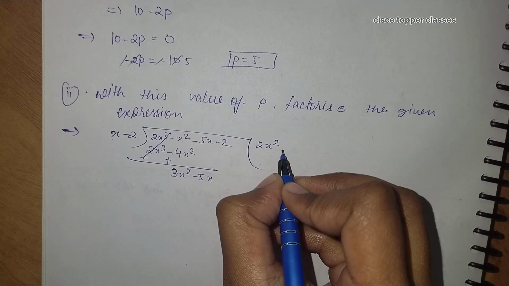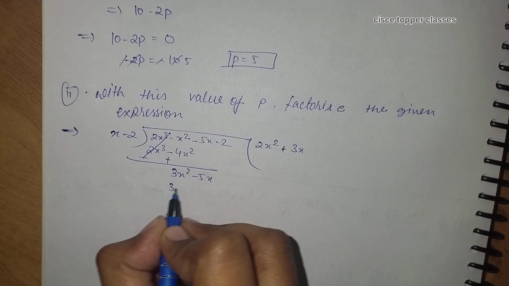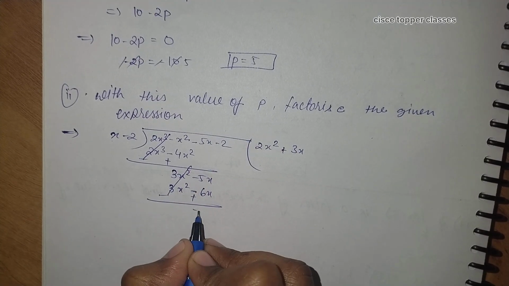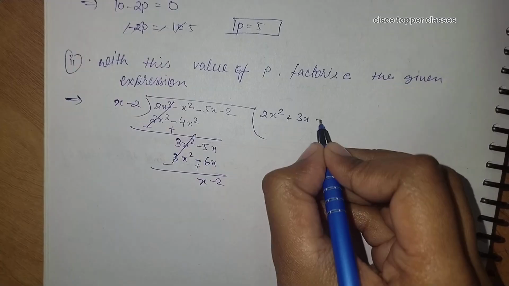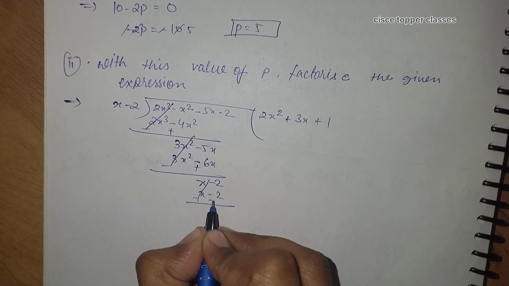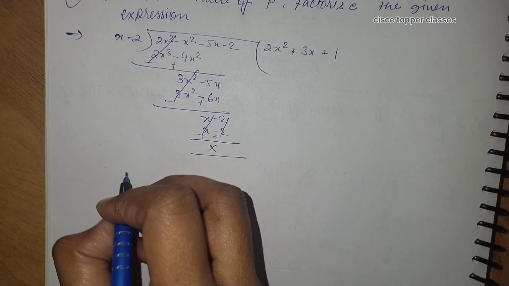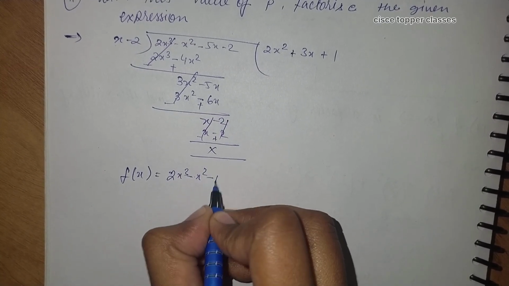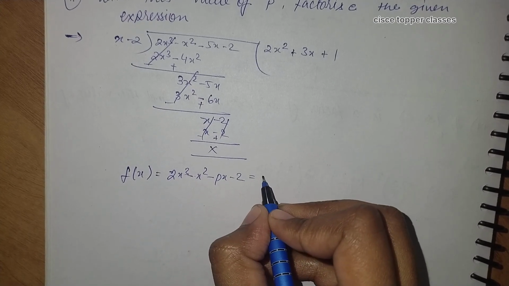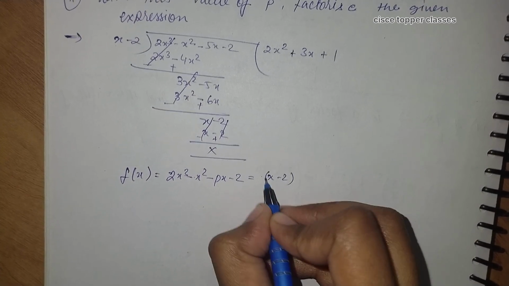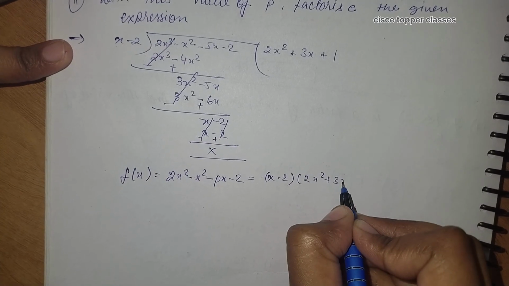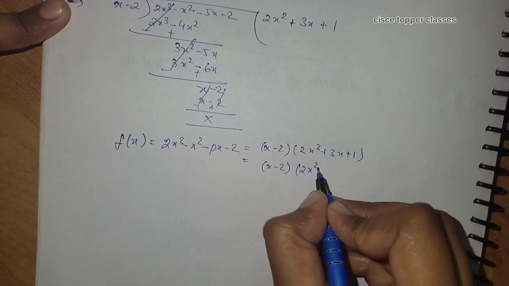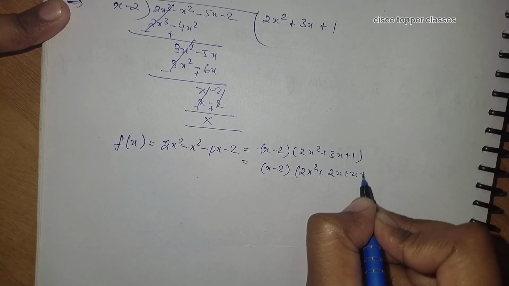So on solving, we will multiply with plus 3x. So 3x square again minus 6x, and this will also cancel out. We will get x minus 2, plus 1 into x minus 2, and this will cancel out completely where remainder is 0. So 2x cube minus x square minus px minus 2 is x minus 2 into the quotient 2x square plus 3x plus 1, and forming factors, it will become x minus 2, 2x square plus 2x plus x plus 1.